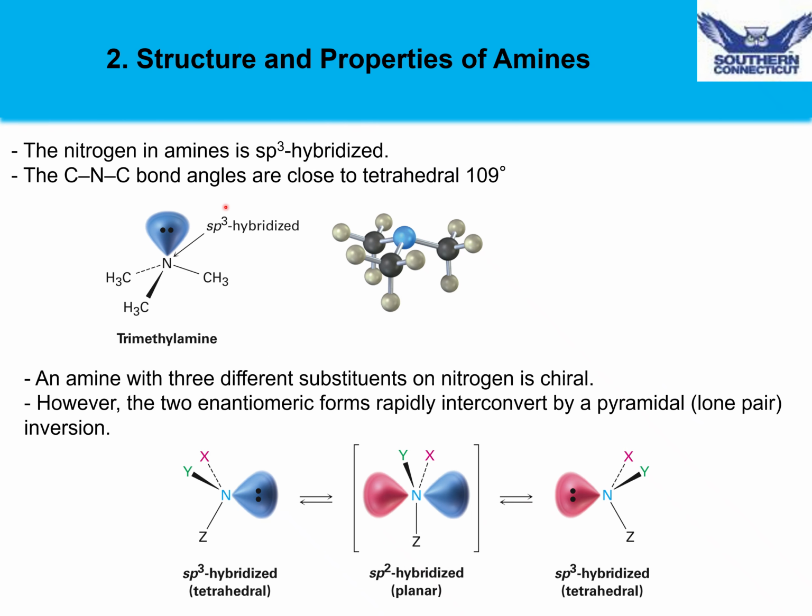The nitrogen of a typical amine is sp3 hybridized, which means the bond angles between a nitrogen and the adjacent carbon atoms would be very close to 109 degrees, which is what you expect for a tetrahedral atom.